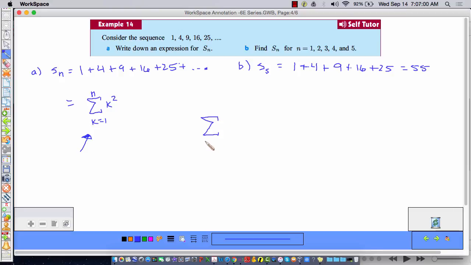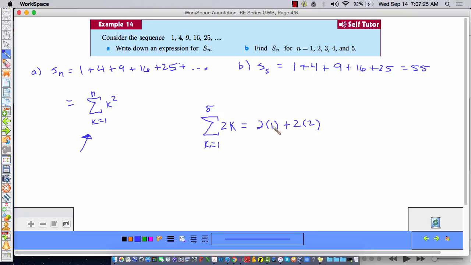Let's say we had the sum from k equals 1 to 5 of 2k. Well, this would equal 2 times 1 for k equals 1, and I'm going to use my counting numbers up to 5, plus 2 times 2, replacing, oops, this should be a k, so sorry, because this was a k, this should be a k.